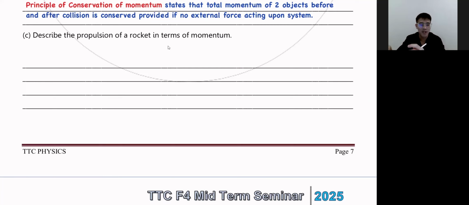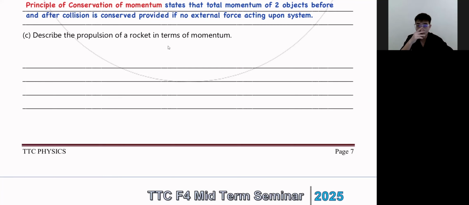According to what Newton told us, the principle of conservation of momentum, when you create a downward momentum, you will also get an opposite upward momentum. That upward momentum will drive the rocket up. So that's how a rocket launches.